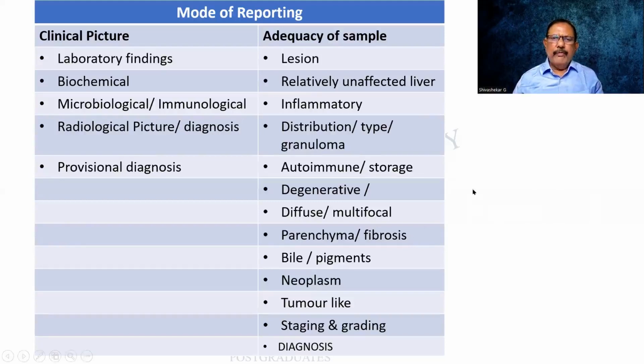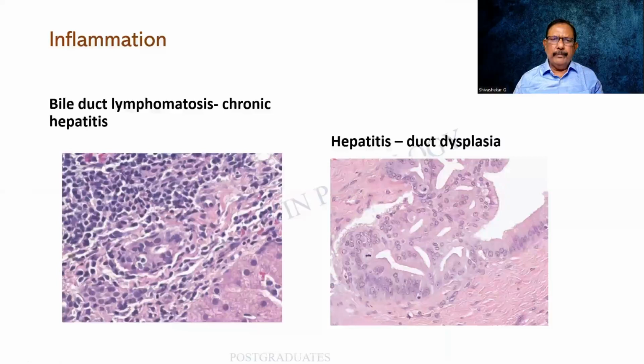Fibrosis, early fibrosis. And what can I do with the reticulin stain, etc. The bile and the bile pigments I mentioned, neoplasm. And sometimes we do get tumor-like lesions, peliosis hepatis, a classical example. And how do I go with the grading and the staging? And finally, what is the diagnosis? This should be the mode of report that we should have. Of course, each institute has got its own. This is something that I had reconstructed from the references we had seen.